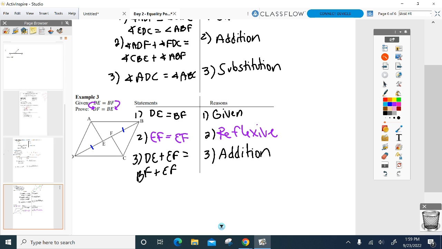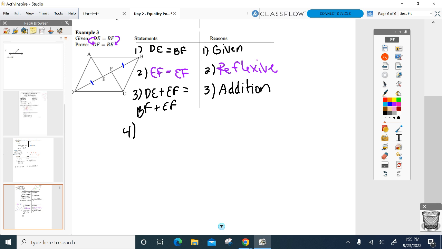Is that my proof statement? So you're not done. Proof statement should be the very last statement. How do I get DF out of this? Substitute it in for DE plus EF. It's the same thing as if I wrote DF. And substitute in BE. So there's an example of not giving addition substitution every time in a proof.